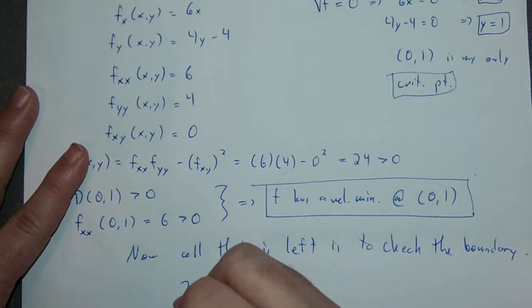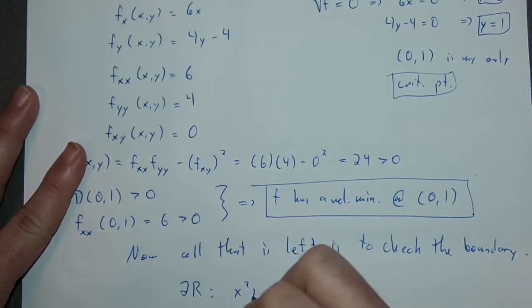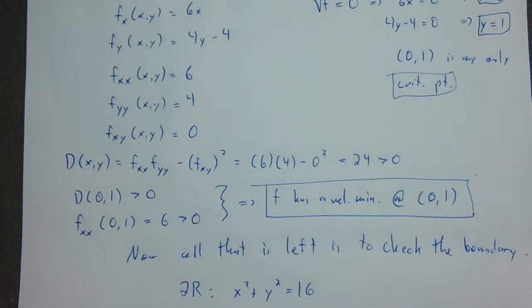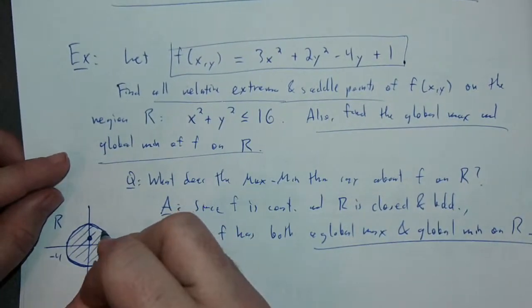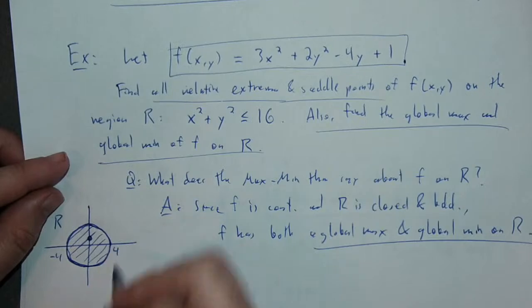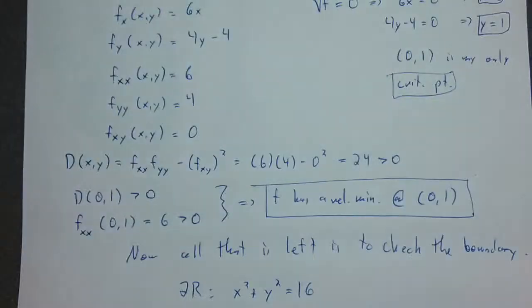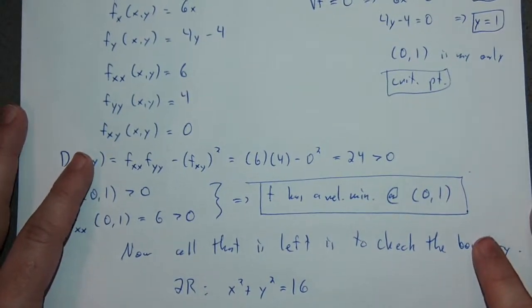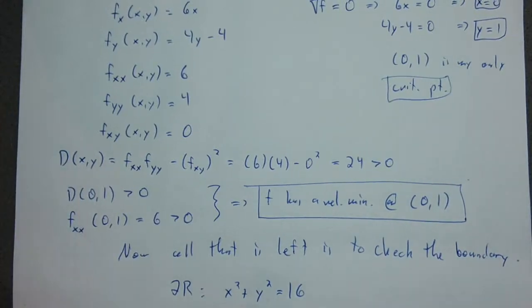So the boundary, del R, or partial R, is x squared plus y squared is equal to 16. That is the boundary circle. Let me bring that back. All right, here's R. The boundary circle of R is the circle x squared plus y squared is equal to 16. So it's this thing. And so we want to do the Lagrange multiplier business on this thing.